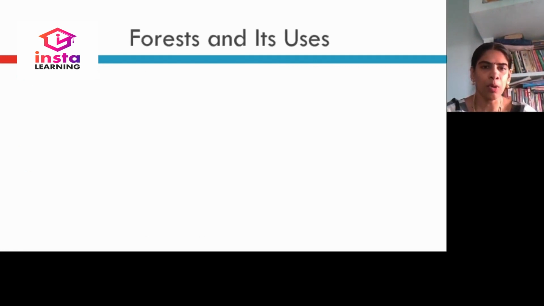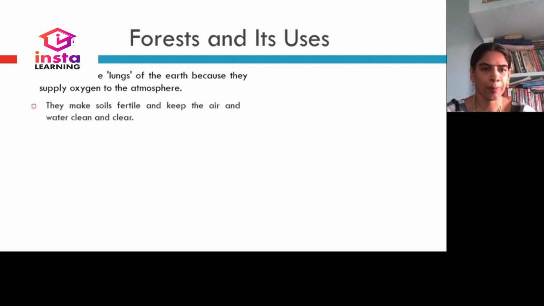Let us now discuss the forest and its uses. Forests are the lungs of the earth because they supply oxygen to the atmosphere. They make soils fertile and keep the air and water clean and clear.